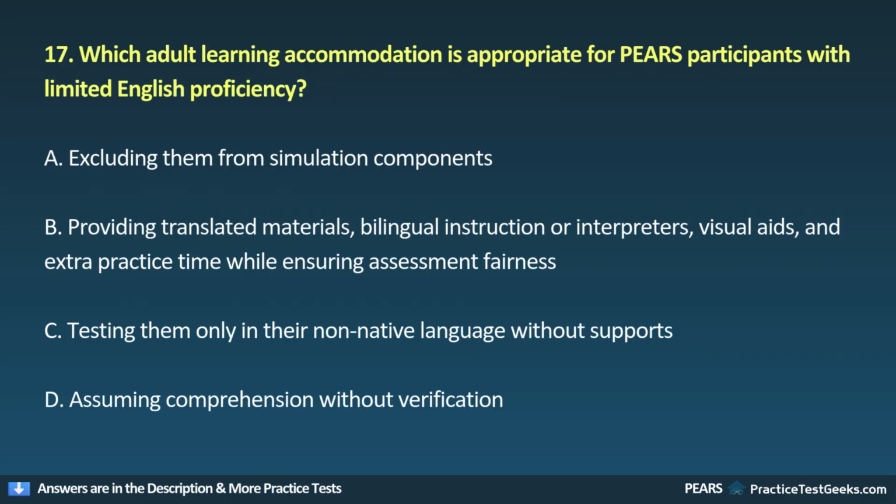17. Which adult learning accommodation is appropriate for PEARS participants with limited English proficiency? A. Excluding them from simulation components. B. Providing translated materials, bilingual instruction or interpreters, visual aids, and extra practice time while ensuring assessment fairness. C. Testing them only in their non-native language without supports. D. Assuming comprehension without verification.